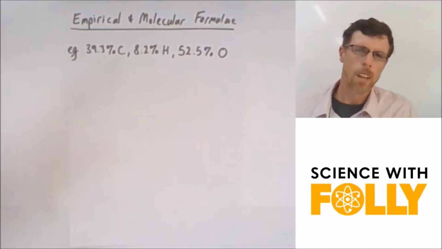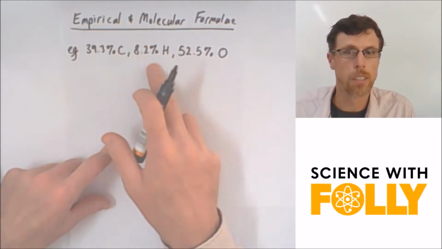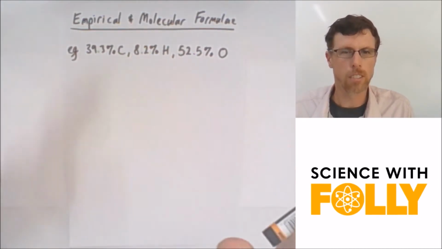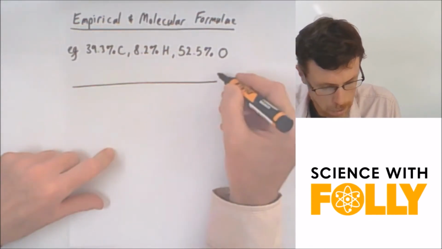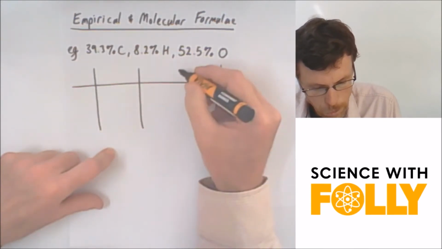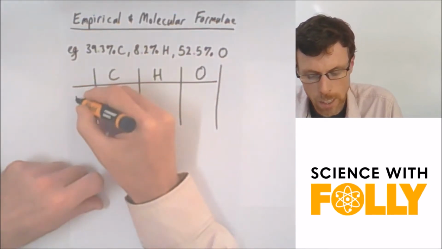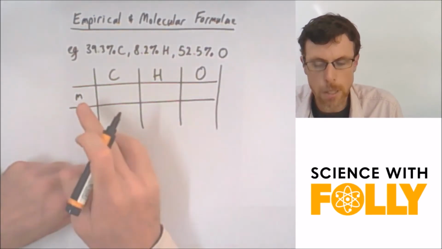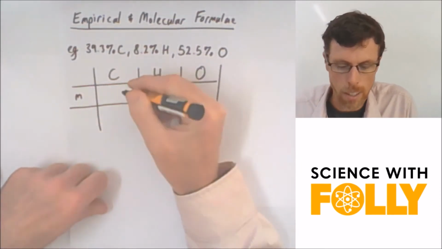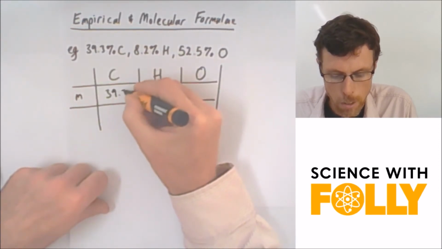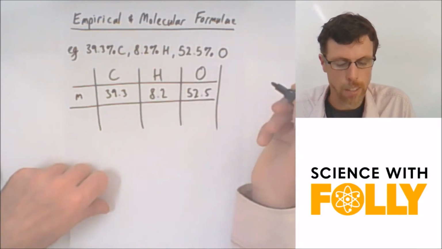composition. So let's say I've got a compound which is 39.3% carbon, 8.2% hydrogen, and 52.5% oxygen. How can I calculate the empirical formula? Well, to start off with, to make it easy for myself, I'm going to draw a table with 3 columns. First column, I'm going to put carbon, hydrogen, and oxygen. This row is going to be mass. And I'm going to pretend each of those percentages is just a mass in grams. So I've got 39.3 grams of carbon, 8.2 grams of hydrogen, and 52.5 grams of oxygen.